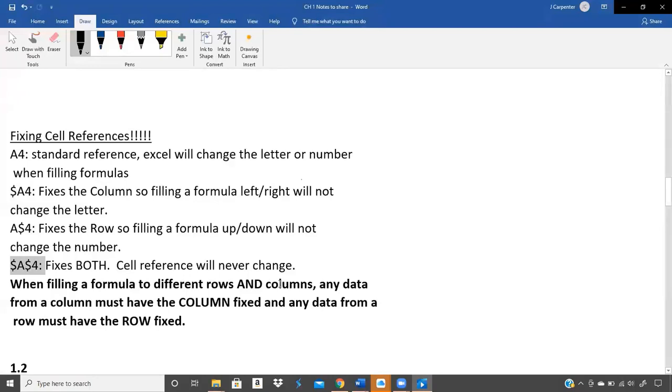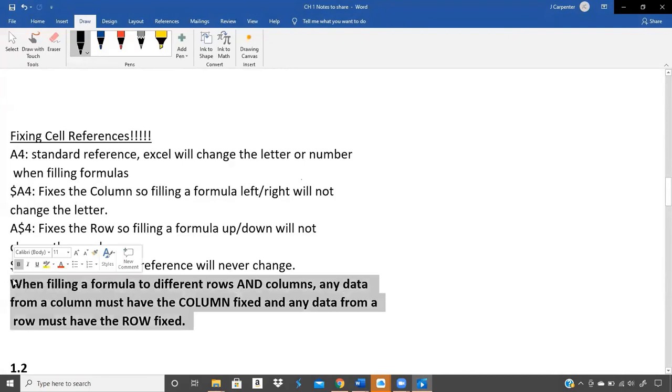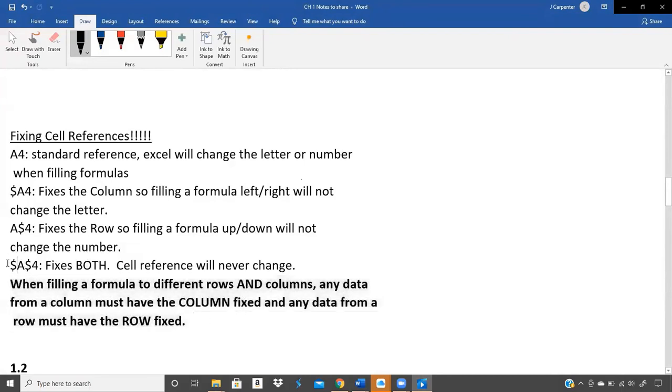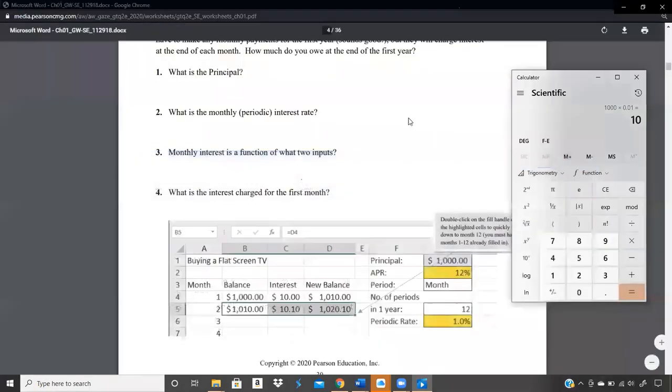Any data from a column must have the column fixed, and any data from a row must have the row fixed. So this is going to pop up in Excel homework problems. And again, we'll introduce this. For now, let's just go with this idea of putting a cash symbol in front of both of them.